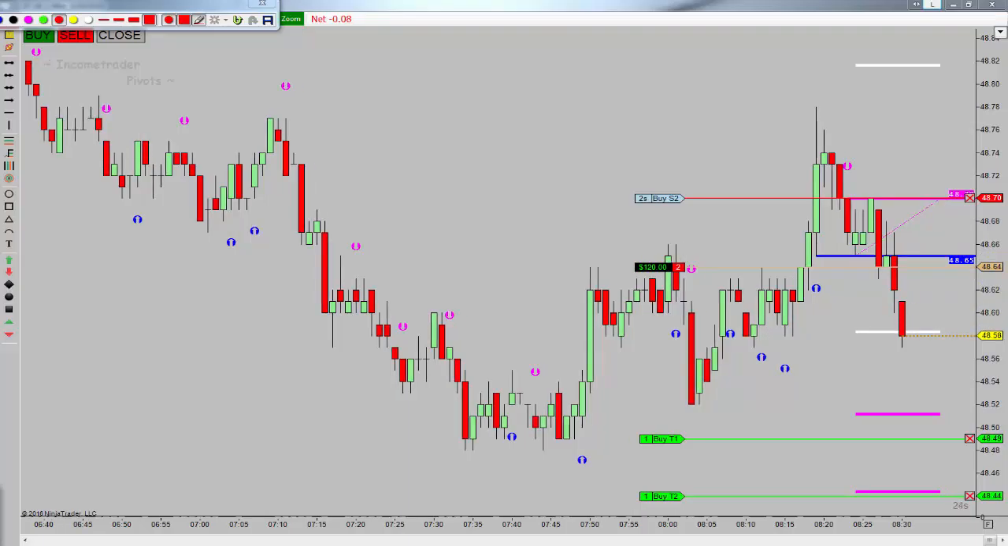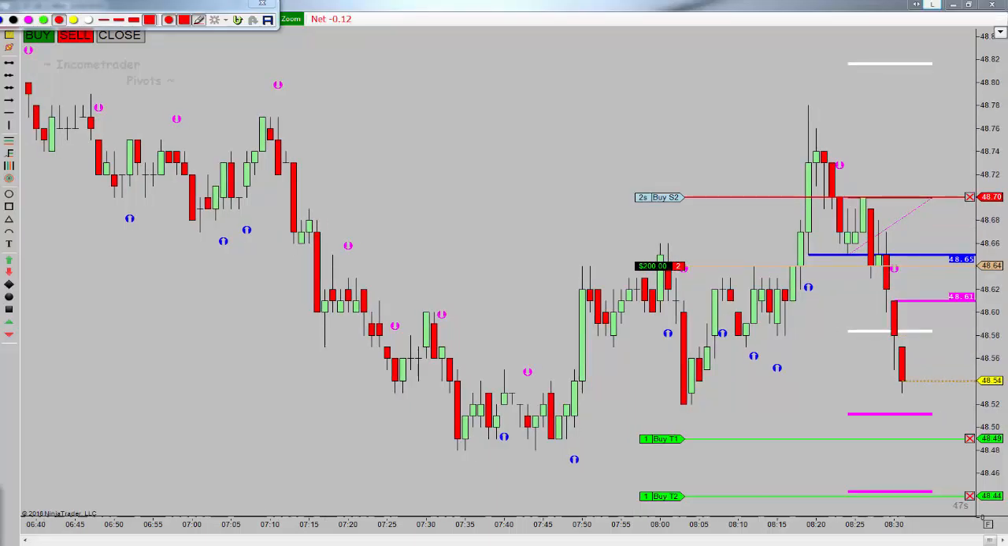Okay, so we're breaking down. There's target 1. All right, now what happened here is we just crossed over. That magenta line was up here, crossed down here. So we're getting up, we're getting ready for a pullback for a continuation down.